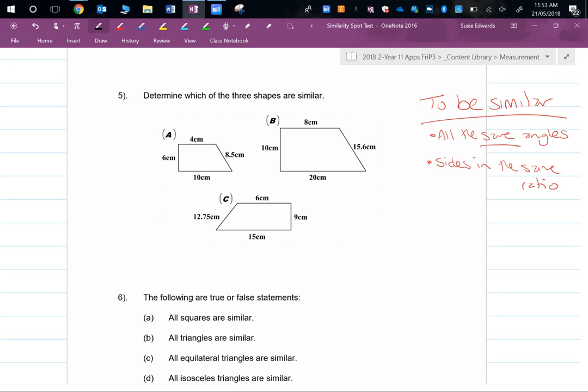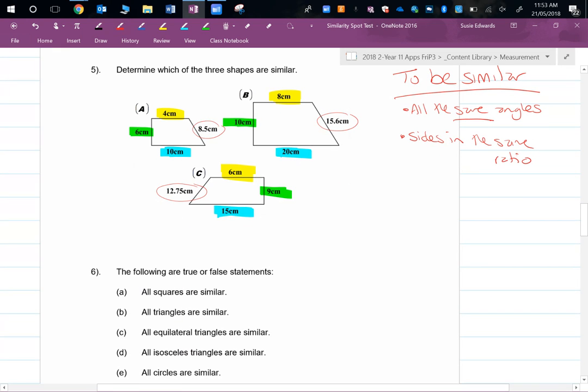So what we need to do is look at each of the different triangle shapes and go, okay, sides, which ones are corresponding? If we look at A, B, C, for B, what side corresponds to the 4? 8. What side corresponds to the 4 for C? 6. And so this is where I'm saying different colours help, okay? What side corresponds to the 10? 20 and 15. What side corresponds to the 6? 10 and 9. And I don't have another highlighter. And the last one as well, okay? So if you can break it down to which sides are corresponding, that's going to make things a lot easier.